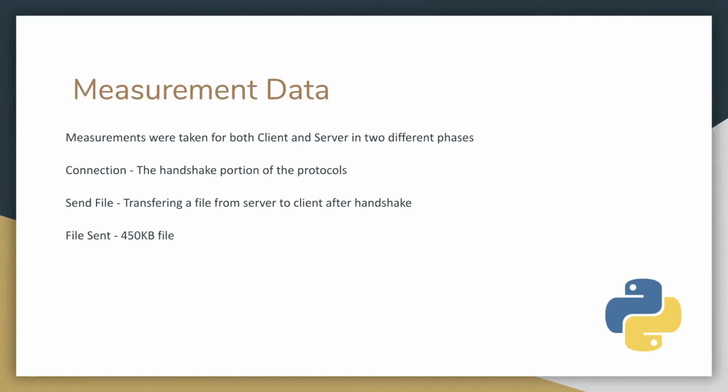So we decided to measure both client and server sides of all the protocols. Specifically, we wanted to measure the connection phase and sending a file to measure the statistics and how the resources are being used. So for the connection, we did both client connection and server connection. For sending the file, we had the server send the file and the client receive the file. The file size was 450 kilobytes, and the statistics that we measured we'll talk about in the next slide.